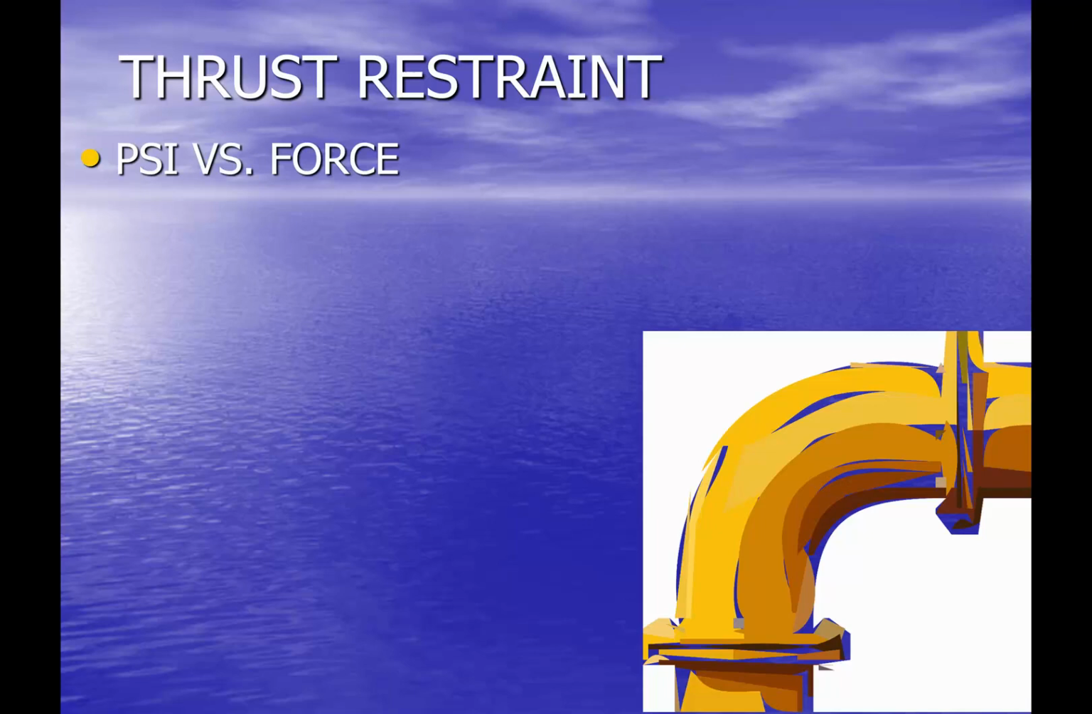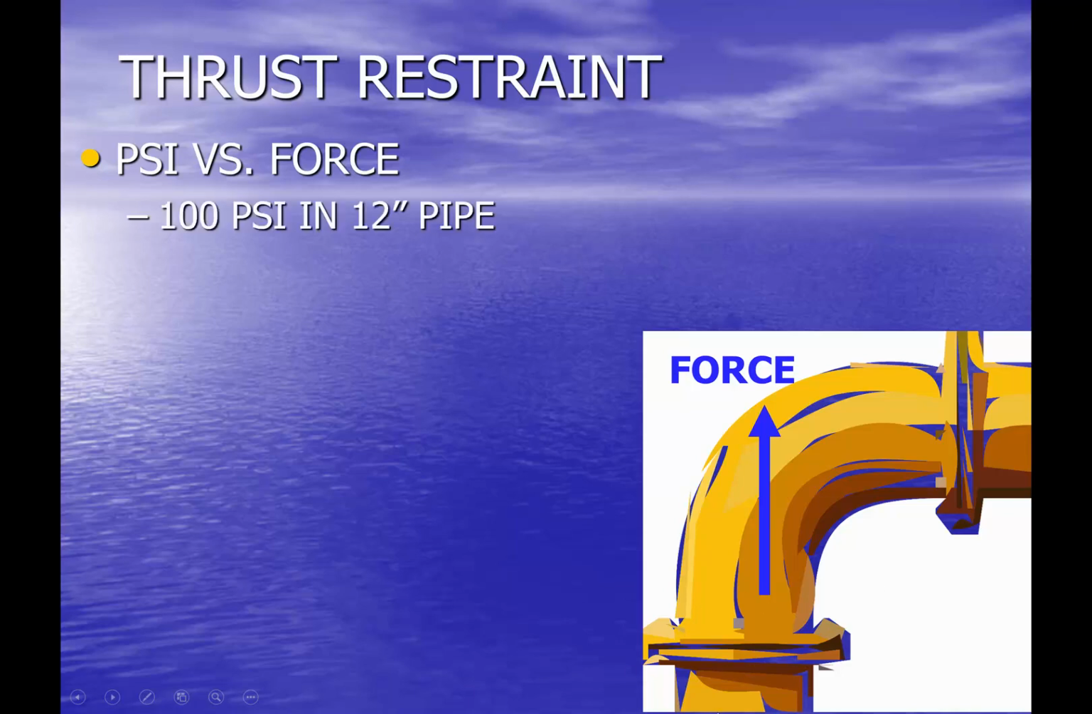The next thing I want to touch on in pipeline installation is thrust restraint. So we've talked many times about the concept of pressure versus force. As water's flowing through a pipeline, especially as you get to a joint, you have force associated with the pressure of the pipe that's pushing against the 90. And as you might imagine, that force would literally try to disconnect the 90, try to push the 90 right off of the pipe.